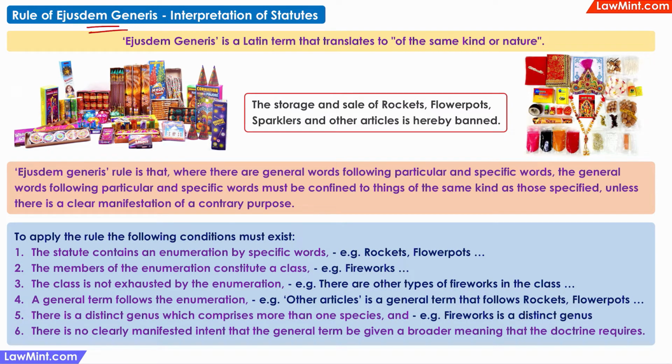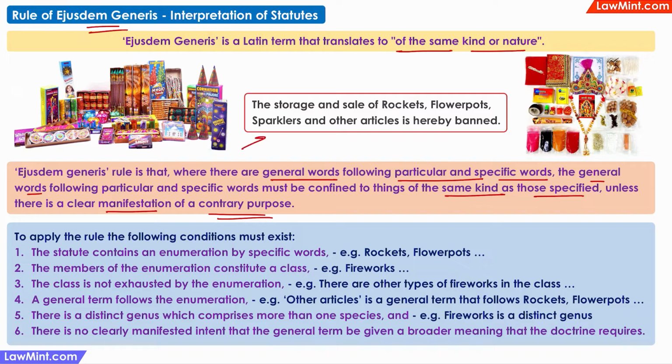Ejusdem generis is a Latin term that translates to of the same kind or nature. Ejusdem generis is a rule which says that if there are general words following particular and specific words, then the meaning of the general words must be confined to those things which are of the same kind as those specified, unless there is a clear indication of a different intention.